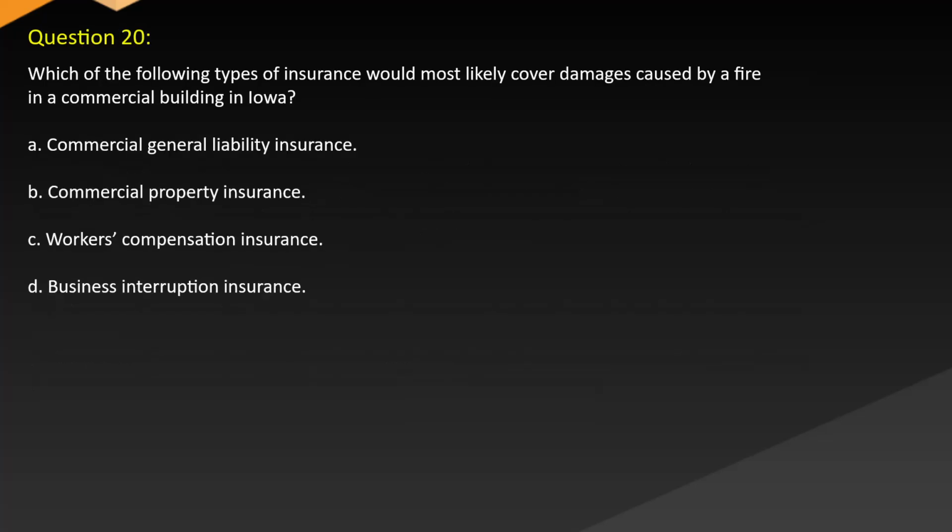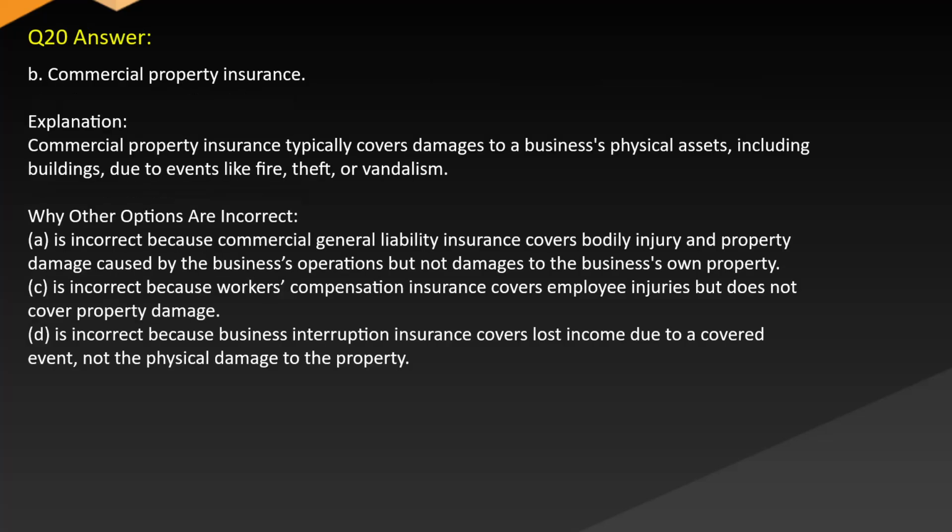Question 20. Which of the following types of insurance would most likely cover damages caused by a fire in a commercial building in Iowa? A. Commercial general liability insurance. B. Commercial property insurance. C. Workers' compensation insurance. D. Business interruption insurance. Answer. B. Commercial property insurance.